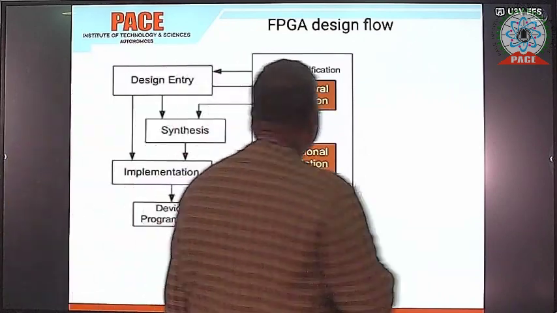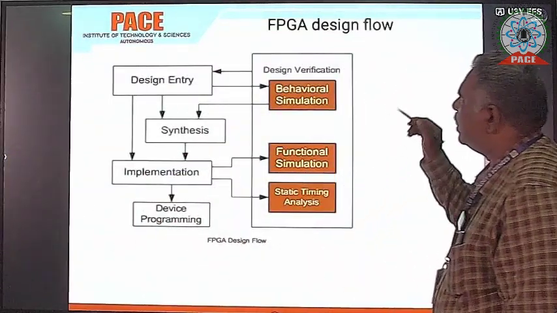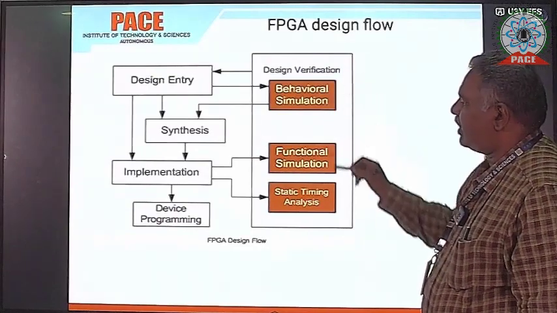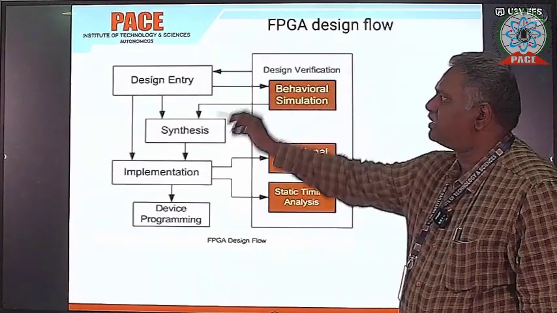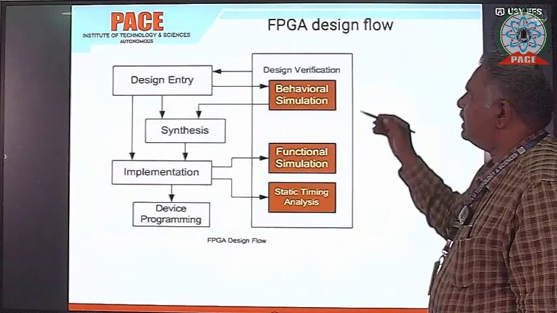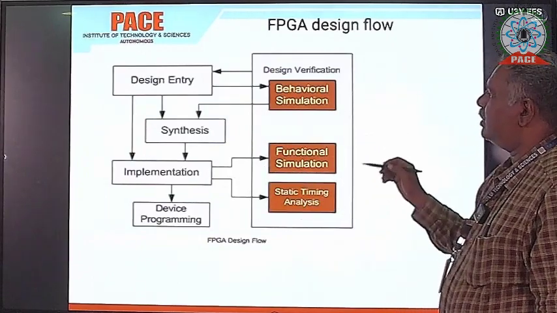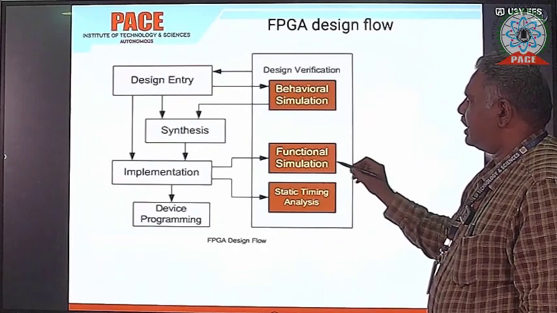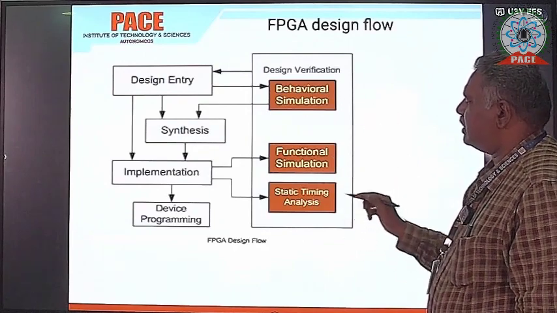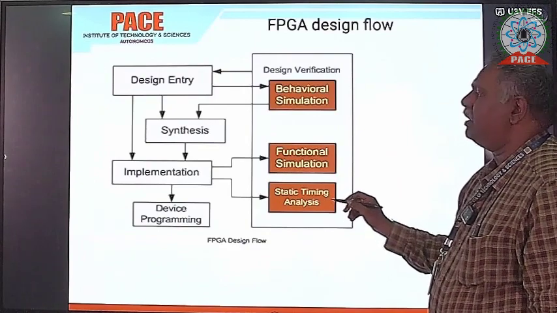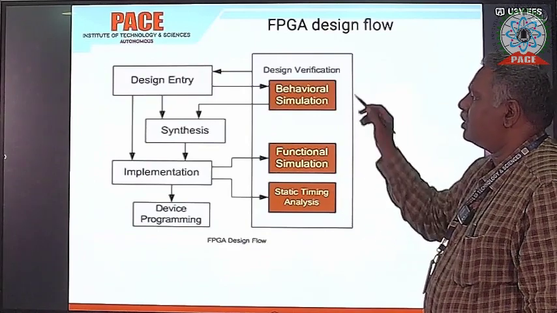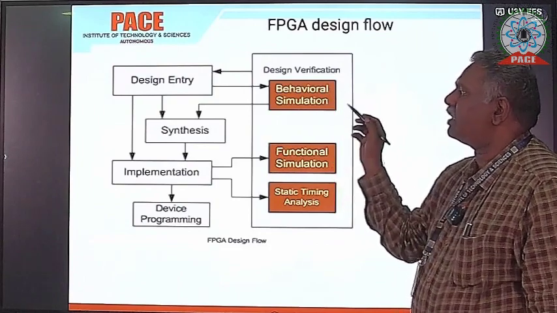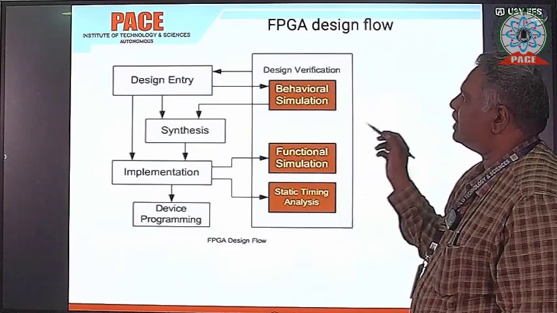This is a basic block diagram of an FPGA design flow. So we have design verification, and these are the functional verifications. In design verification, we have basically three parts. One is behavioral simulation, second one is functional simulation, third one is static timing analysis. These are interconnected. Design verification and data process both are interconnected.